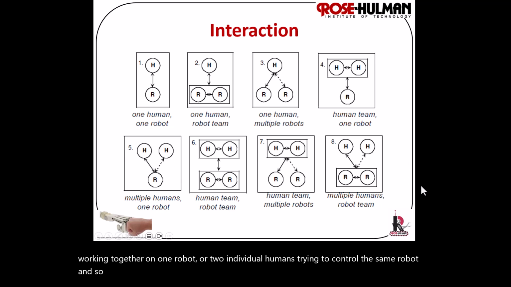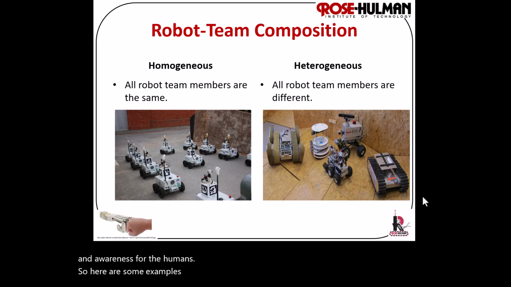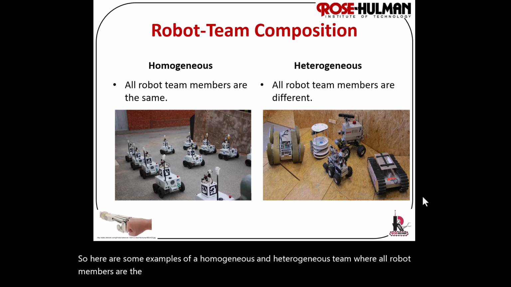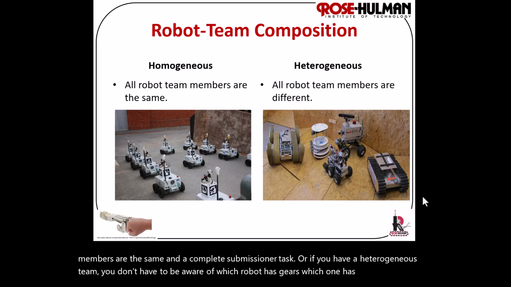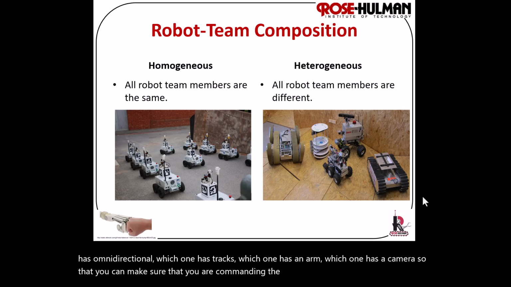So all of these different ways require different levels of autonomy for the robot and awareness for the humans. So here are some examples of a homogeneous and heterogeneous team, where all robot members are the same and complete some mission or task. Or if you have a heterogeneous team, you now have to be aware of which robot has gears, which one has wheels, which one has omnidirectional, which one has tracks, which one has an arm, which one has a camera, so that you can make sure that you are commanding the appropriate robot based upon the sensors that it has and what it should do next.